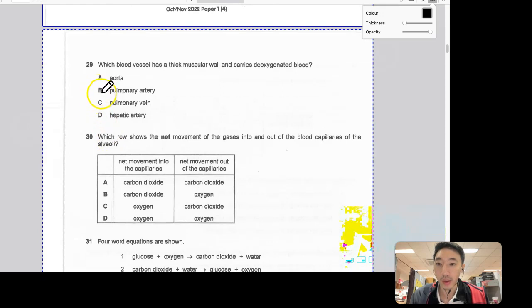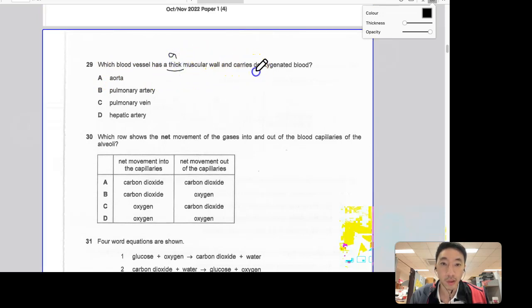Question 29. Which blood vessel has a thick muscular wall and carries deoxygenated blood? It says thick, so we may straight away think of artery, and it carries deoxygenated blood. This one is a bit tricky. Now, all arteries are thick, right? But there's one artery in particular that carries deoxygenated blood, and that will be your pulmonary artery.